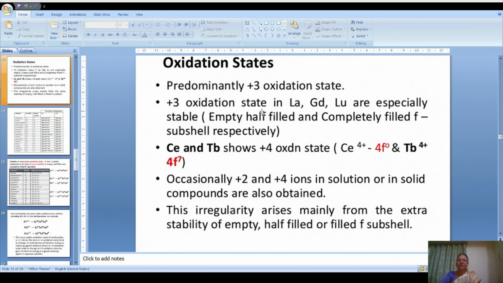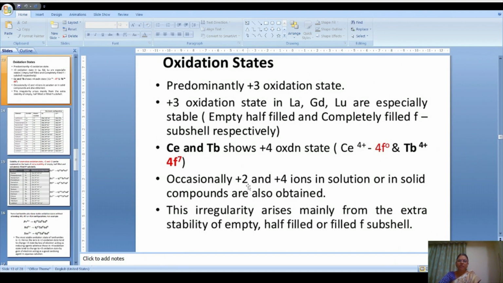The +3 oxidation state in lanthanum, gadolinium, and lutetium is due to the extra stability associated with the f orbital or f shell electronic configuration. Cerium and terbium show the +4 oxidation state; cerium +4 has 4f0, and terbium +4 has 4f7. Occasionally +2 and +4 ions exist in solution and sometimes in the solid state.